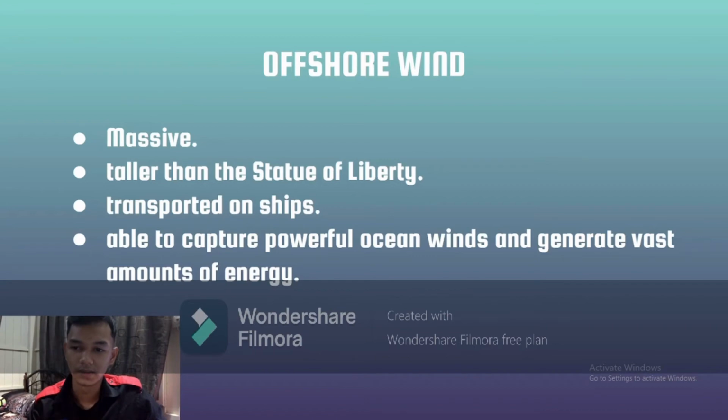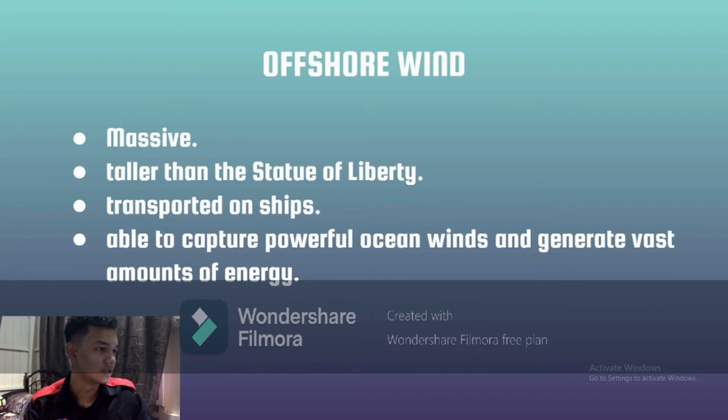So for the second application is offshore wind. For the offshore wind, we can see offshore wind turbines tend to be massive. It is taller than the Statue of Liberty, and they do not have the same transportation challenge as land-based, as the large components can be transported on ship instead of on the road. These are able to capture powerful ocean wind and generate vast amounts of energy.